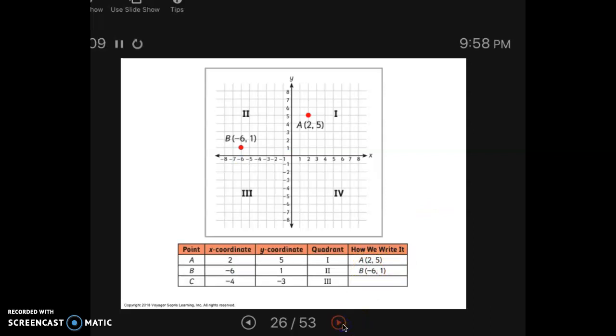Let's look at another point, point C. The x-coordinate is -4, and the y-coordinate is -3. This point is in quadrant 3. And that's how we write that point. We're just not going to go through D. You guys get the point.